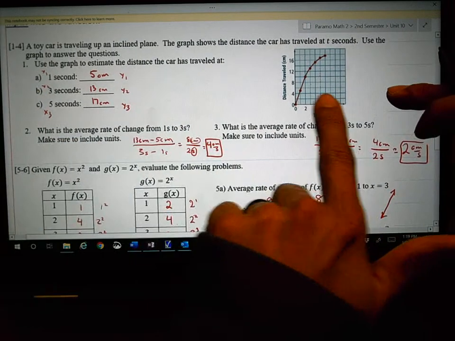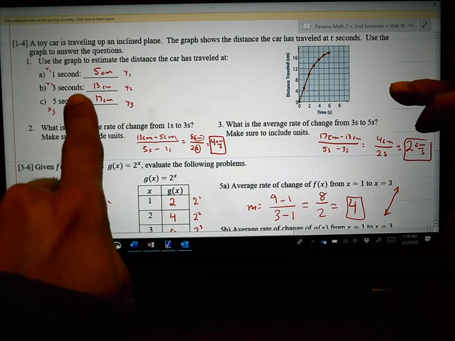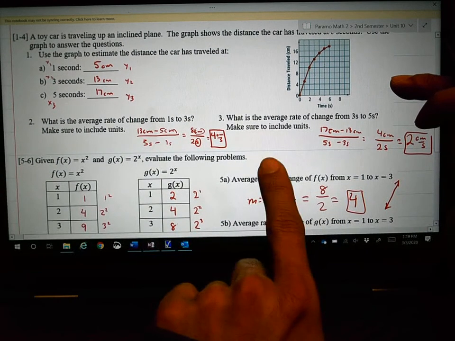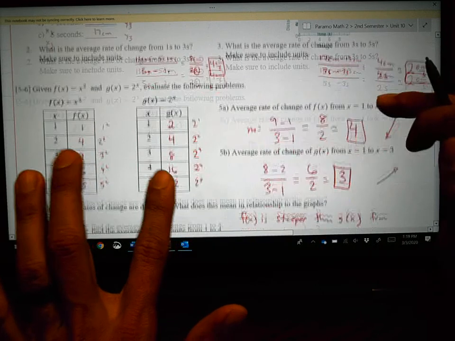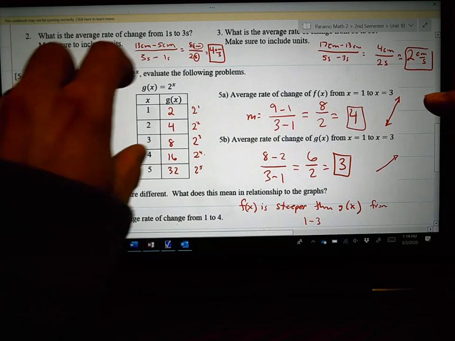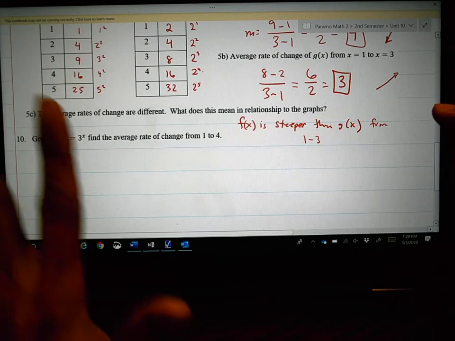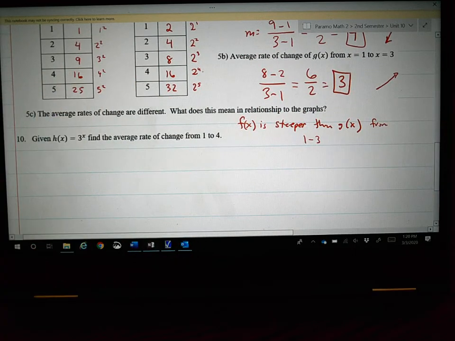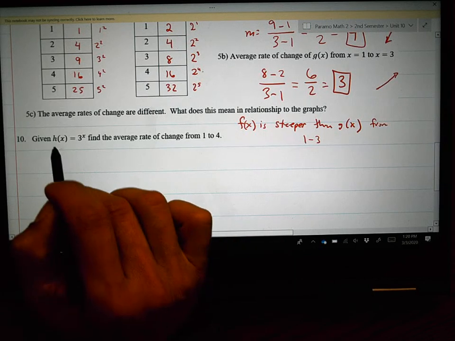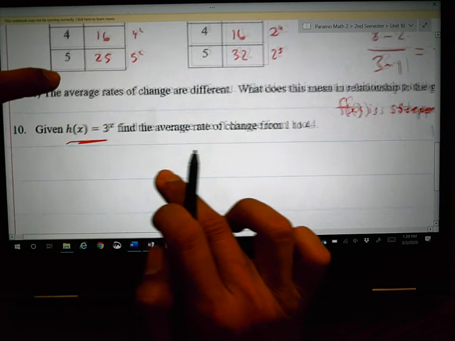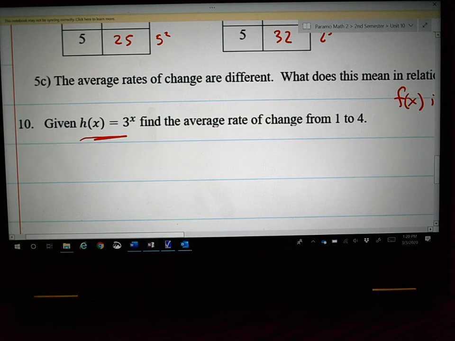The first thing you have to know is how to go from a picture and write down points and then find the average rate of change. The second thing you have to be able to do is plug things into a table to find the average rate of change. And the last thing you have to do to find average rate of change is, if they don't give you any tables or pictures, what if they just give you the problem? Here's your function. This is number 10. I don't know where it is on your paper. You're going to have to look for it. It might be number 10 on your paper somewhere, or it might be on the second column.